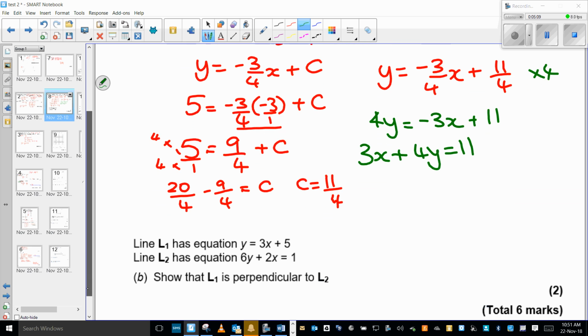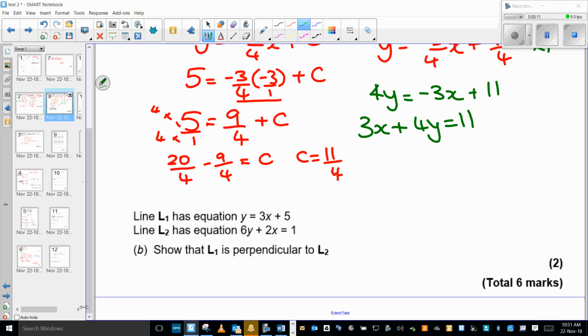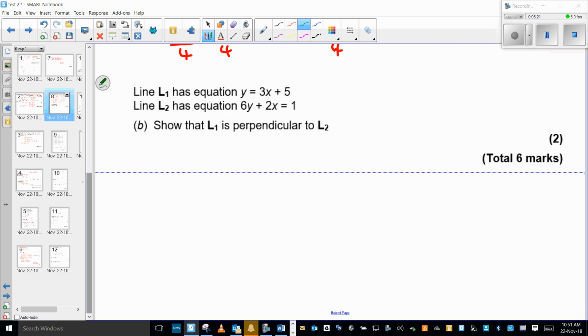Next one. Line L1 has the equation blah blah. Line 2 has the equation blah blah. Show that it's perpendicular. Okay, so we have to show that they're perpendicular. What feature of a graph do we need to establish to talk about perpendicular lines? The gradient. So we need to establish the gradient.